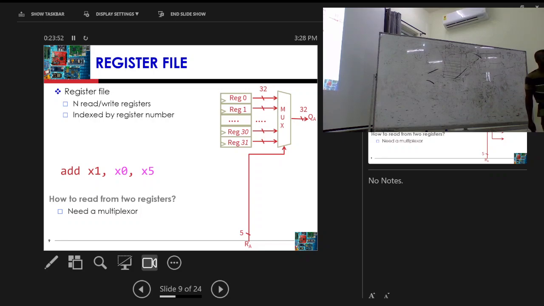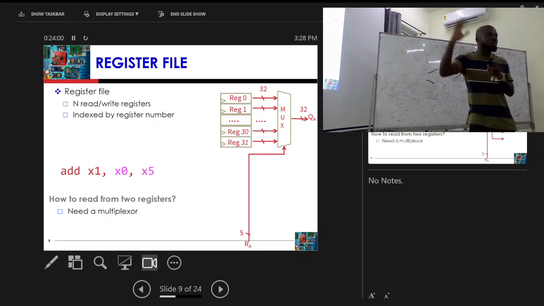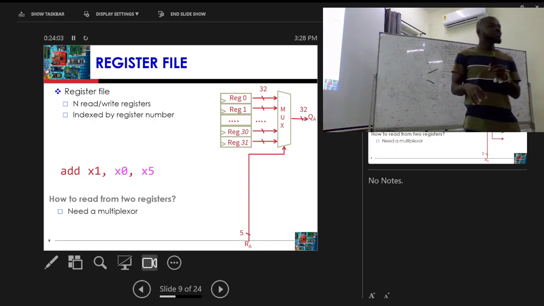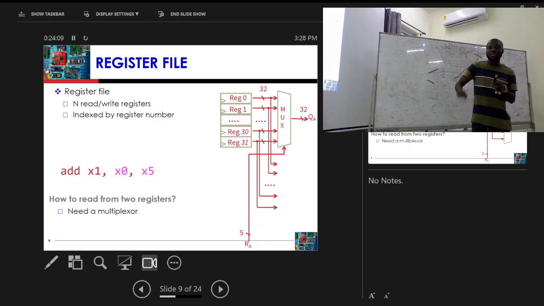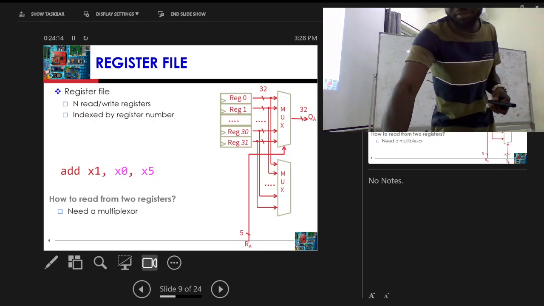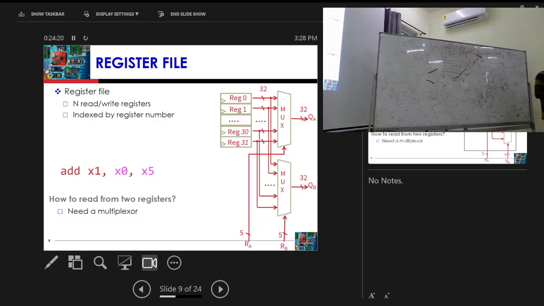Anybody? So here we have done this for only QA. How do I adjust this circuit to make sure that I have both QA and QB? Very easy. I tap all the lines, give it another multiplexer, give it another RB, and then I have my dual read ports. So I tap all of here and put it to another multiplexer. Now I can read from two locations of the register file at the exact same time by giving it the address RA and the address RB.